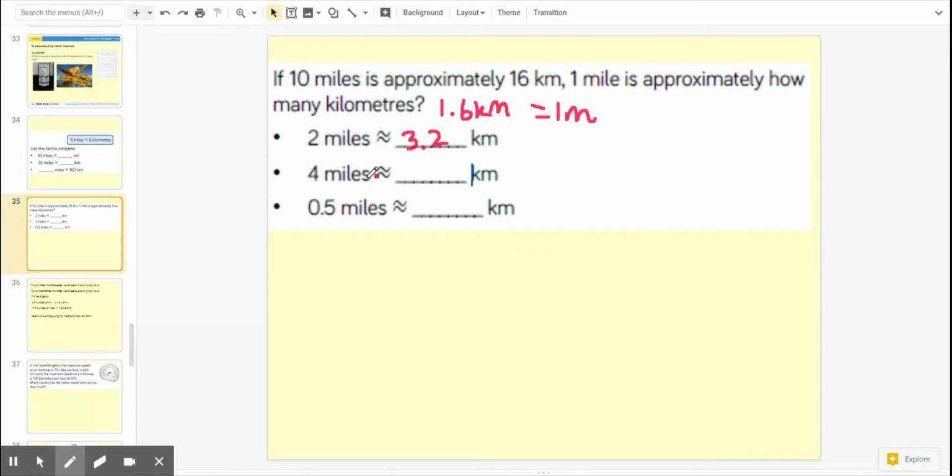So if we know that 2 miles is approximately equivalent to 3.2 kilometres, we can quite easily work out what 4 miles is equivalent to, because we can see the relationship between 4 and 2 and it's double. So in your books, pause me, have a go. That's right, it's 6.4.